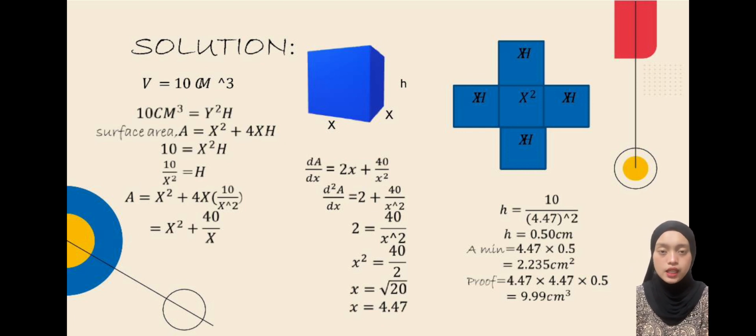So for the last part, we need to prove whether the volume from the question is true or not. We need to insert the value of x and h into the formula of volume, which is x squared times h. That will be 4.47 squared times 0.5, and the final answer is 9.99 cm cubed.